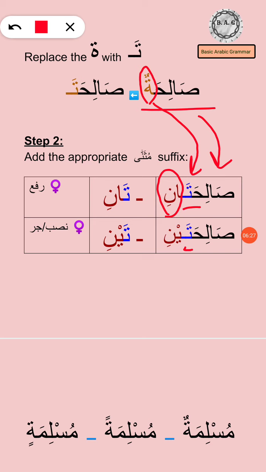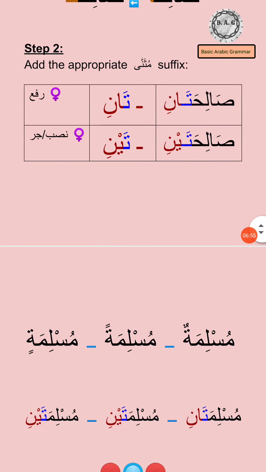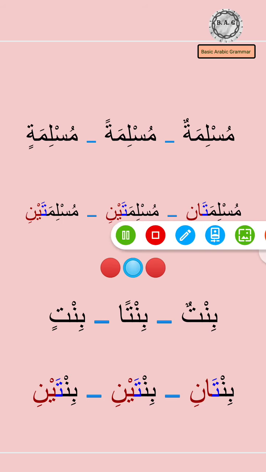Similarly, in salihataini, we can see that the round ta, or the ta marbuta, gets replaced with a regular ta that carries a fatha, and the suffix is this. Okay, but of course, for simplicity, as I mentioned earlier, we are going to say that it's the suffix of tani and taini. So salihatani, salihataini, salihataini. All right, so I hope this is clear, and let's proceed to the examples.